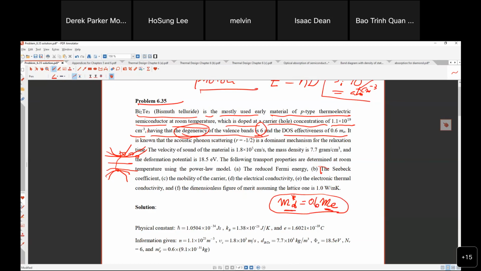This is just an isolated electron, but the real is a different story. That's why they have 0.6. So density of state effective mass is 0.6 of the electron mass. It is known that, usually there are three mechanisms. One of them is acoustic phonon scattering. Use r is minus half. They say it is the dominant mechanism. Okay, so for relaxation time.